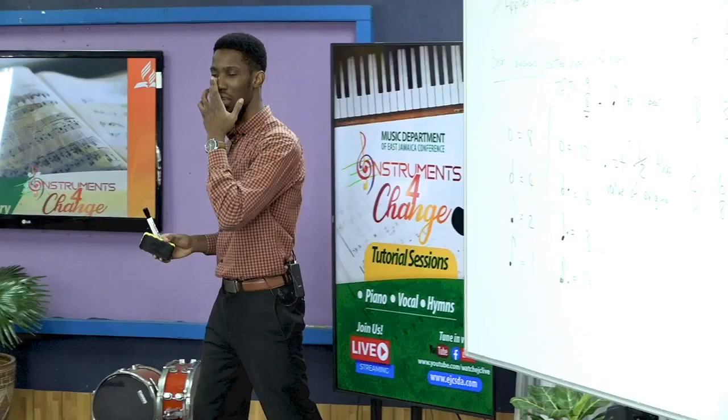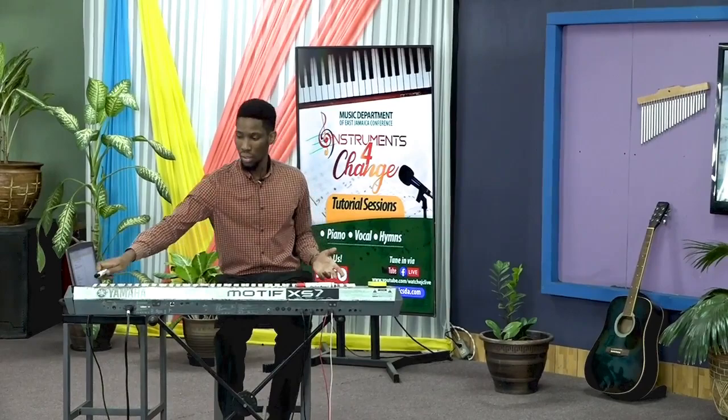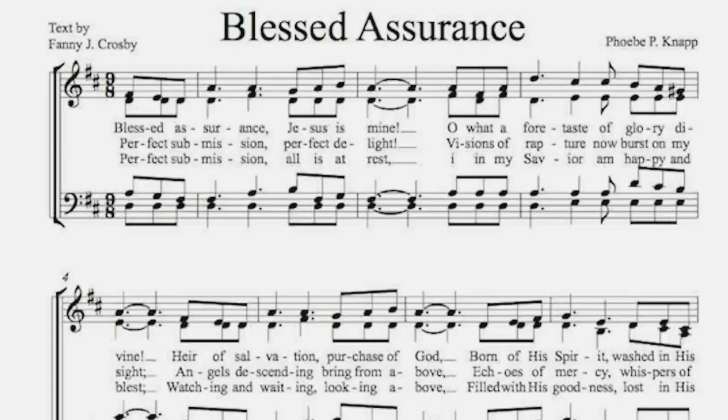Let's look back at Blessed Assurance. All the songs that are written in 9-8 or 6-8 all have dotted crotchets. When you're writing in 9-8, 6-8, 12-8 or 3-8, you'll more often see dotted crotchets and dotted minims because they represent one beat. A dotted crotchet would literally be one beat in 6-8 or 9-8.